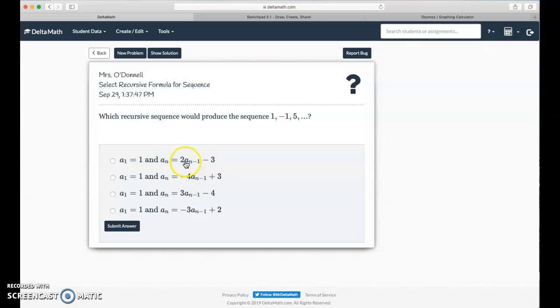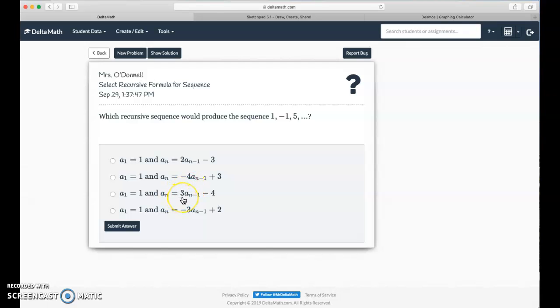So first term works. Then does it work for the next one? 2 times -1 gives me -2, minus 3 would give me -5. So that one did not get me there, right? So then let's look at our next equation. -4 times our first term, which is 1. So -4 times 1 is -4, plus 3 is -1. Okay, so that worked to get to the second term. Now let's see if we can get to our third term. -4 times -1 gives me +4, plus 3 is 7. Well, that didn't give me 5.